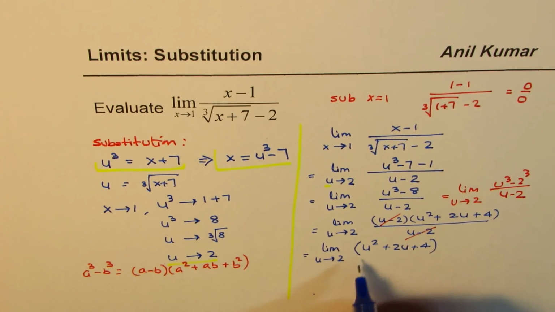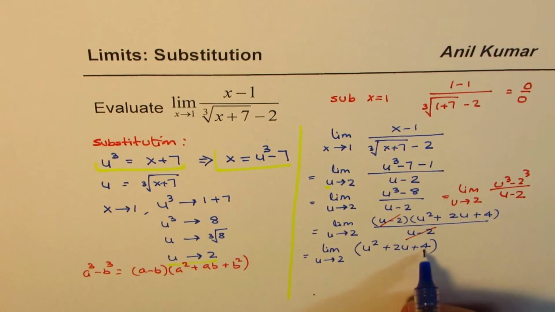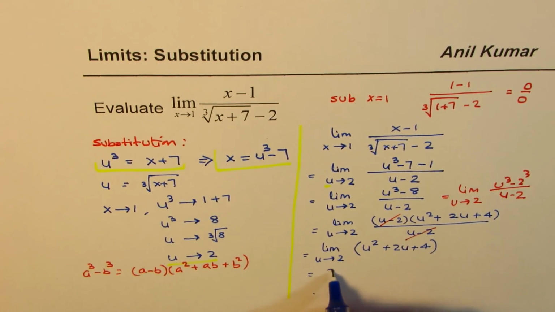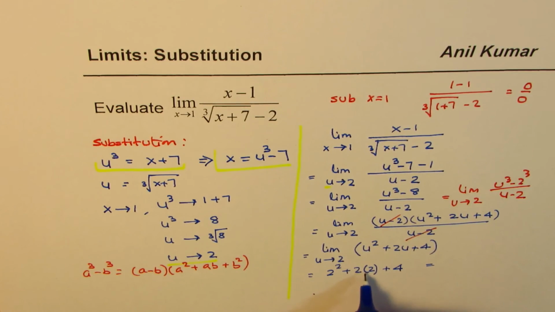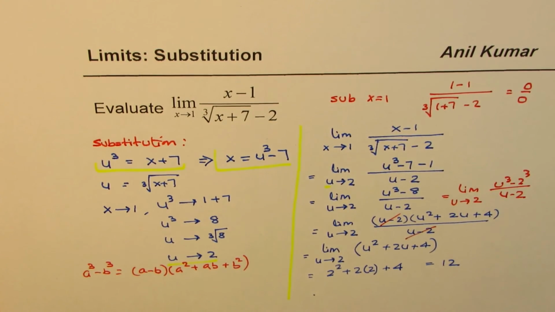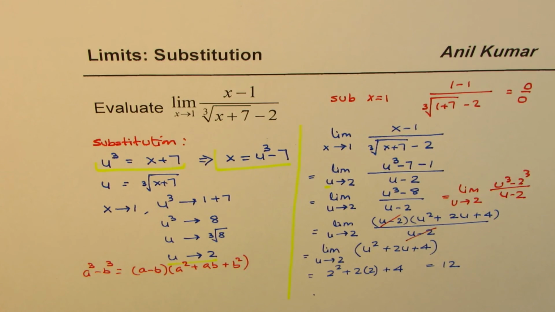Perfect. So if I substitute 2 here, then I get 2 square plus 2 times 2 plus 4, which equals 4 plus 4 plus 4, which is 12. So this limit is equal to 12. I hope these steps are absolutely clear.